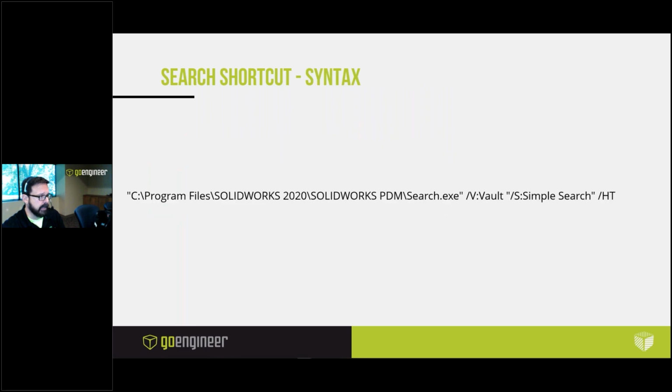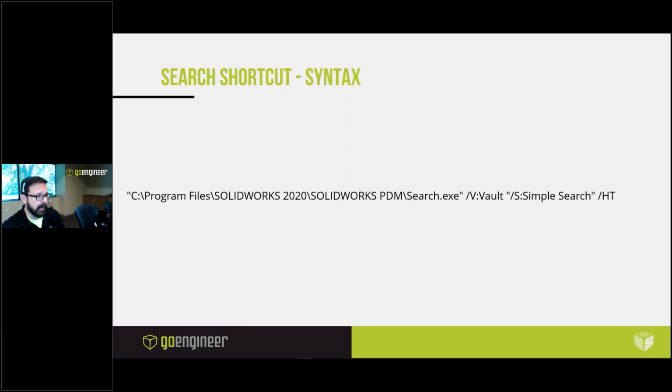So this is what my syntax would actually look like, right? So you can see it's just the name of the executable. That's the shortcut I created, search.exe. And then I've got the /v. My vault that I'm using as an example here is just called vault. And then you'll notice I'm using the /s switch to declare which search card to use.